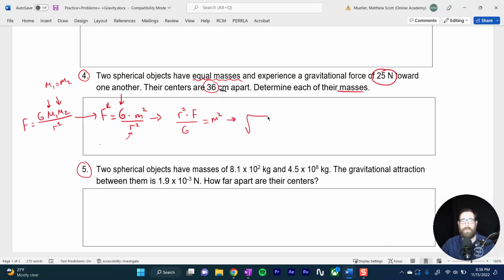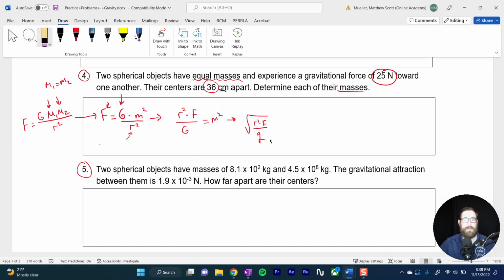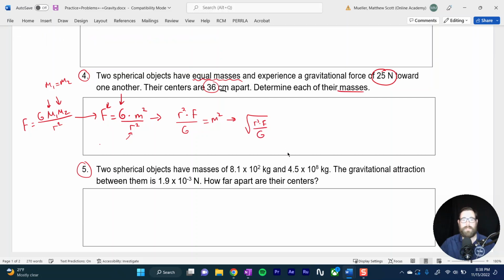So the square root of r squared times F divided by G, whoopsies, I'm going to use my capital G there. So let me switch that around. Capital G for our gravitational constant. This guy right here would give me my mass. That would give me one of the masses. And since they're the same, we would know they're equal.